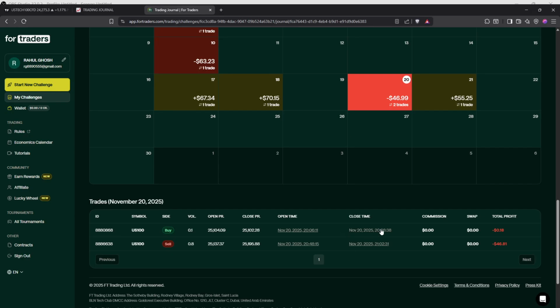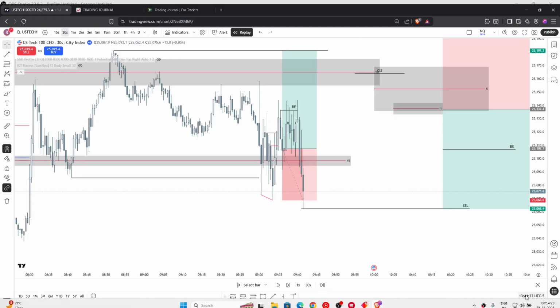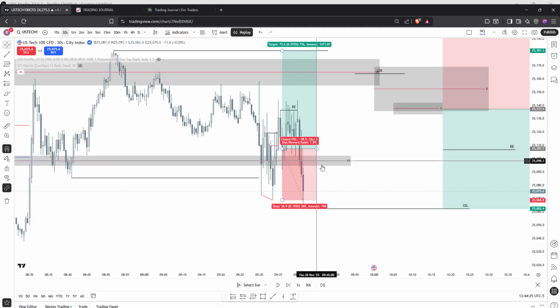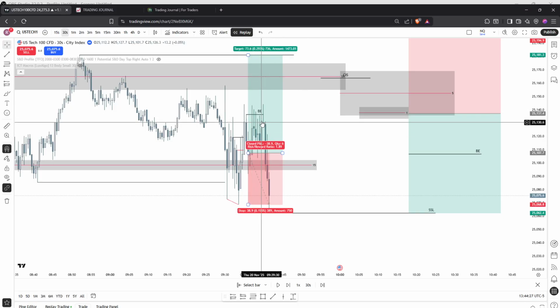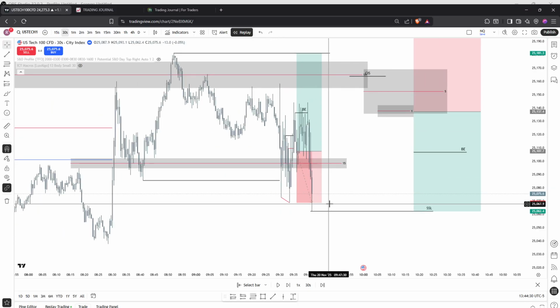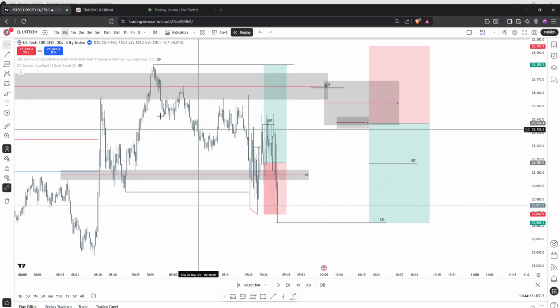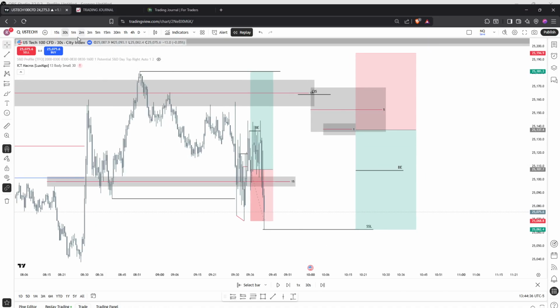You will see here, this was November 20, 2006. This is obviously New York Standard Time. So yeah, I entered here and got stopped at break even, and eventually this became my sell side. So now I started waiting for the macro to open, and I'll explain the second trade.